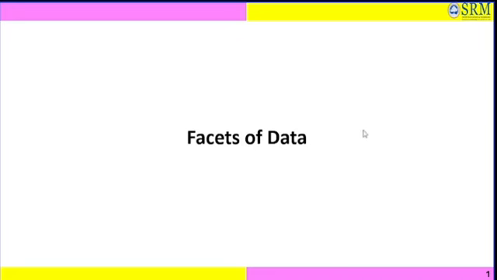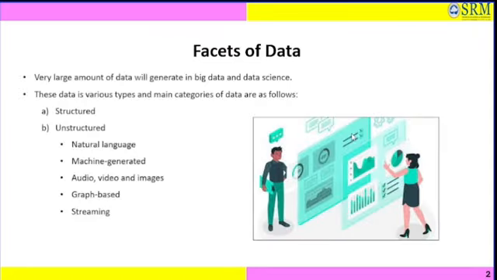Welcome to this session on Facets of Data. A huge amount of data we can generate in big data and data science. These data come in various types, and the main categories of data are as follows. It may be structured data or unstructured data. If it is structured data, we can store our data in terms of tables, rows and columns.